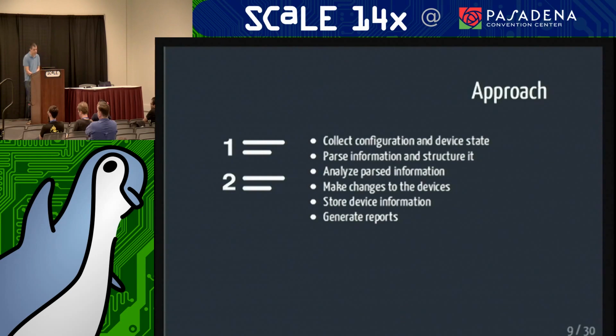Specifically, the approach that I've taken is to first collect the configuration and device state. So we're looking at what the running config is on the device and what its operational parameters are. Then to parse and structure that information so that we have a clean representation using objects and dictionaries of the device state, which we can then analyze and determine if there are changes that need to be made to the config. If changes are required for a device, then you make those changes.